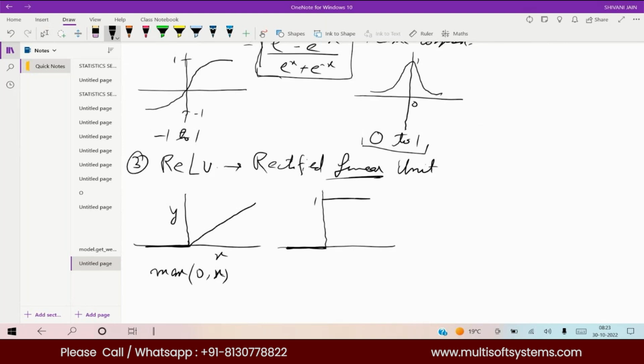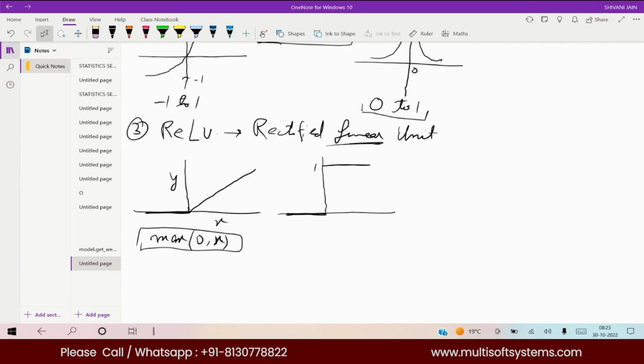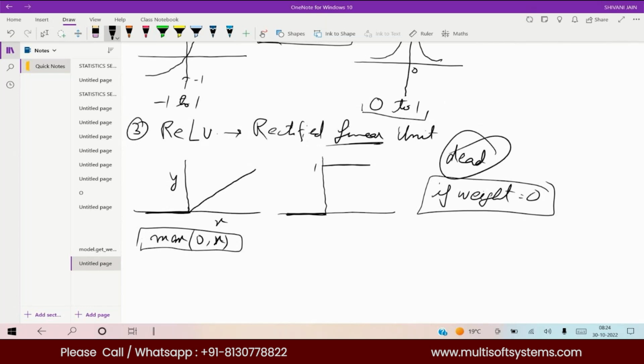If you compare this with the earlier one, the mathematics is very easy. But here also we have a problem. In this, if our weights are 0, the whole thing will be 0. Yes, in that case the whole neuron will get dead, right? If my weight is 0, then my whole neuron will become dead. So this again has some problem.